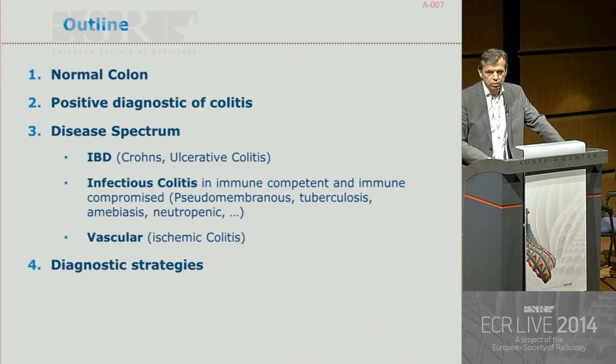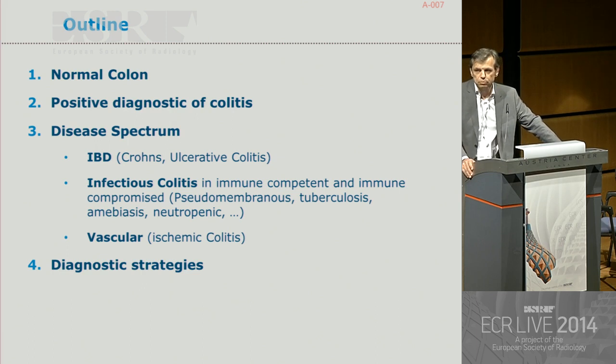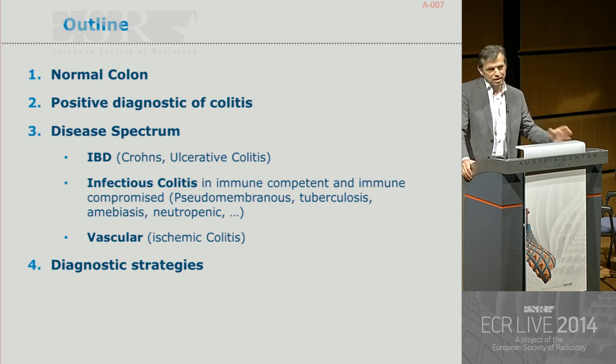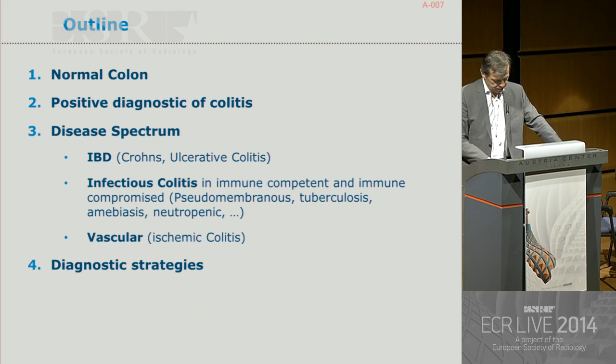Very quickly, I will go through the outline of the presentation. First, the normal colon, very quickly, because it has already been demonstrated very well by Dr. Smith. Then the positive diagnosis of colitis, when we can say this is a colitis. The disease spectrum is going to be like a catalog, and I will describe the different types of colitis and, more important, the criteria that can orient us from one diagnosis to another. IBD, infectious and vascular disease, and the diagnostic strategies that we can afford to manage this kind of patient.